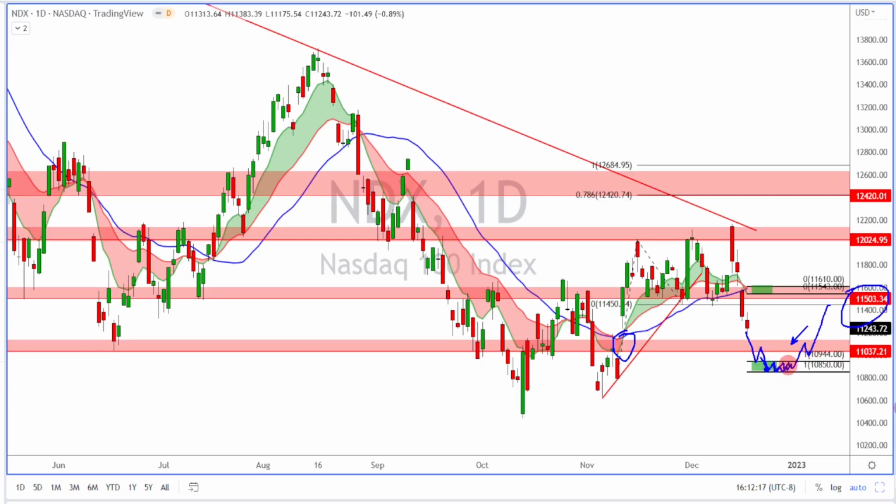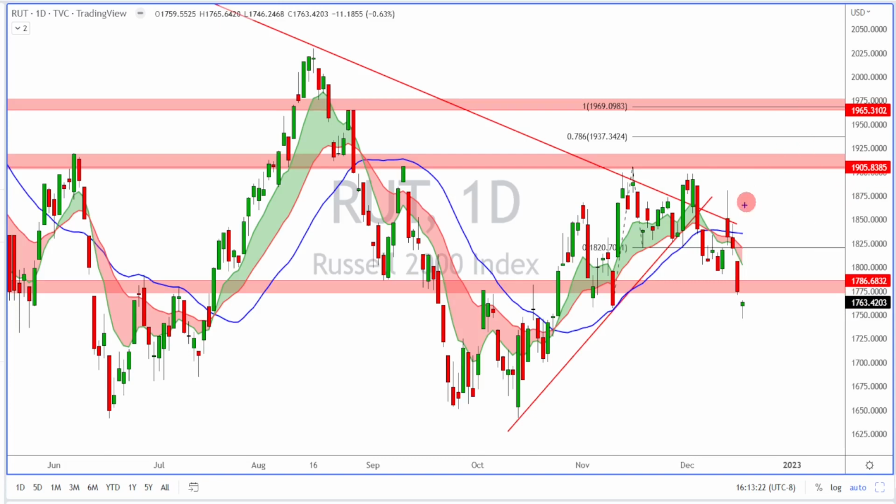But if it is unable to hold this range, then we look for a possible move for this October low here. Then on the upside, if it could get back above the upper range and then above the zone that's 11,600, then watch for it to come up and see would it be able to reclaim this trend line here and essentially just get above the 12,200 area.